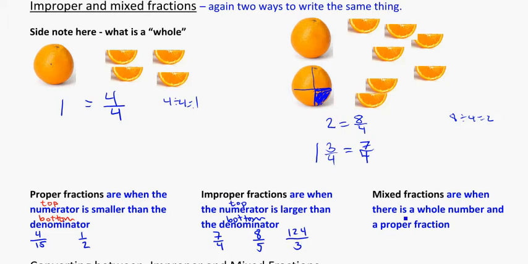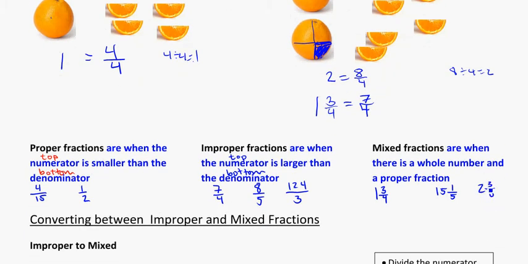So mixed fractions are when you have the whole number and the proper fraction. So the example from above would be 1 and 3 quarters. You could have another number like 15 and 1 fifth, or 2 and 3 eighths. So what I've got here is 2 wholes and then 3 of 8 pieces left over when I cut up the object into eighths.